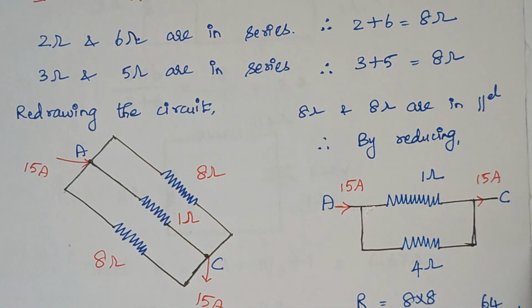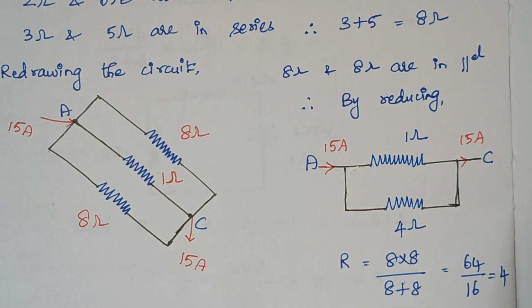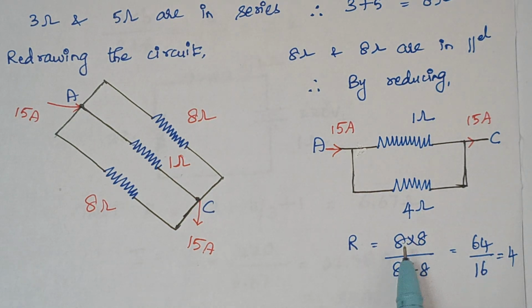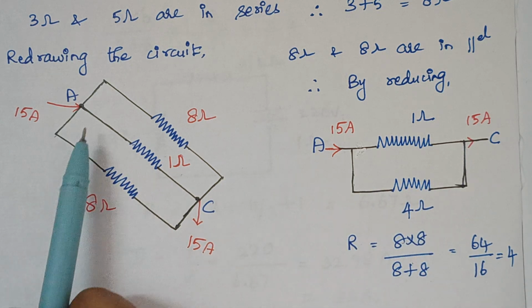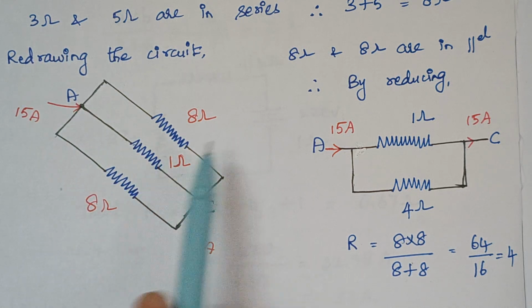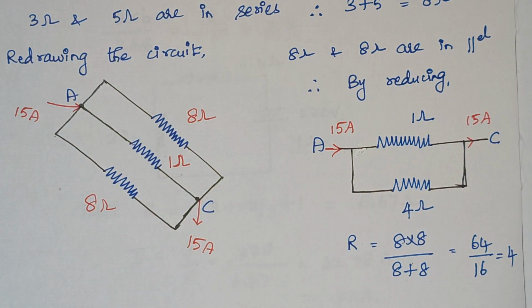So what is the formula to find the value of equivalent resistance? The formula is R1 into R2 divided by R1 plus R2. So that gives a value of 4 ohms here. Therefore here we have a 4 ohm resistor, and between A and C this 1 ohm resistor remains the same. Then we are going to calculate the current that flows through this 1 ohm resistor by using the current division formula.